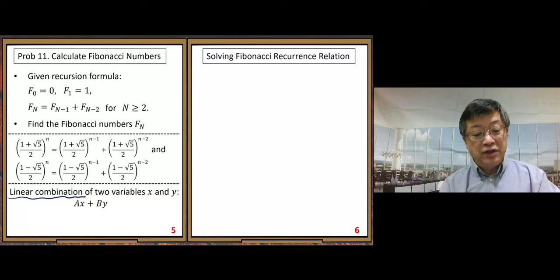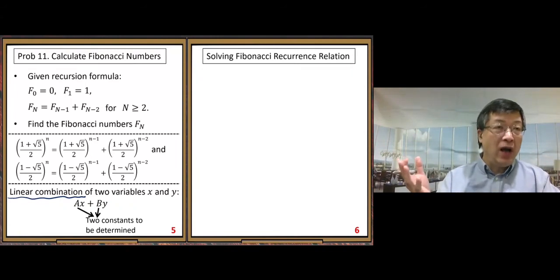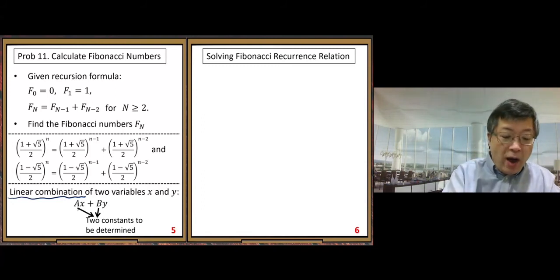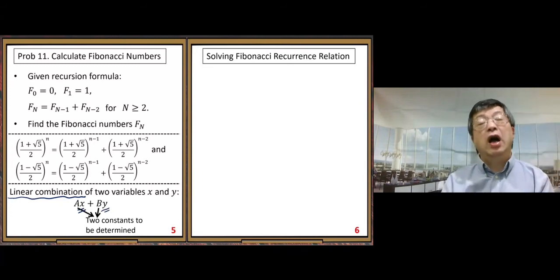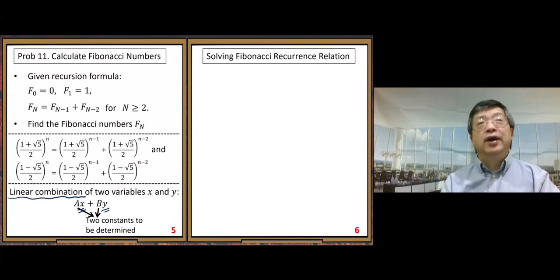The form is this: ax plus by. Here, a and b are two constant coefficients. We can choose any numbers we like, but as soon as we choose the two coefficients a and b, we should fix them. The x and y variables can change, but the coefficients a and b never change after you determine those two constants. All right, so that's the concept of linear combination. Very simple, but now it is very useful for our current problem.